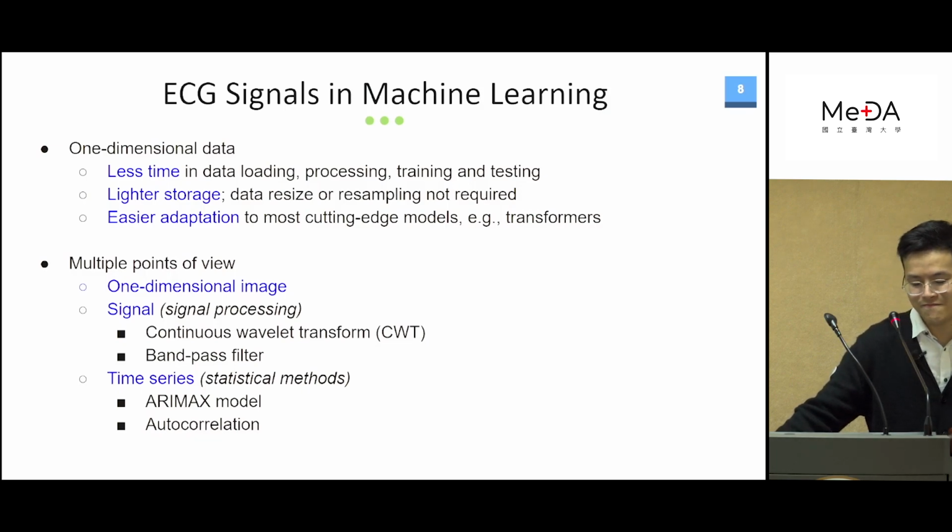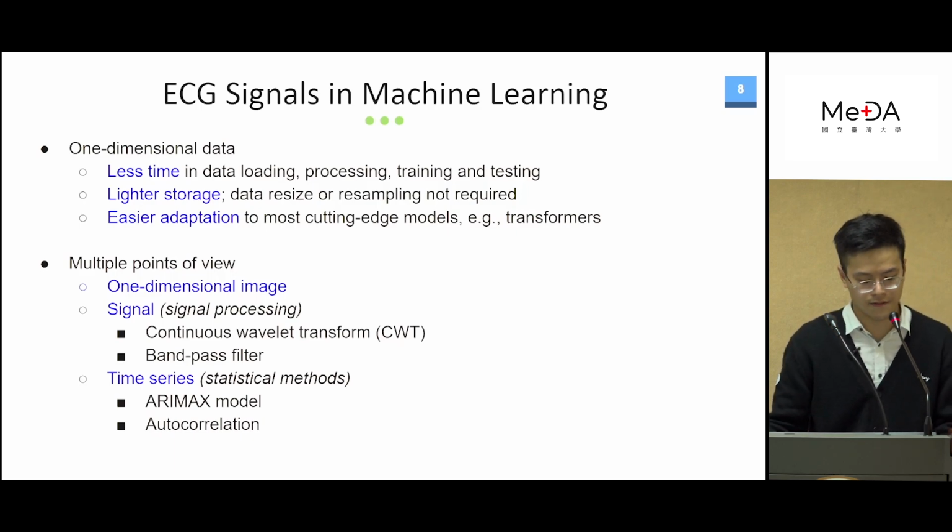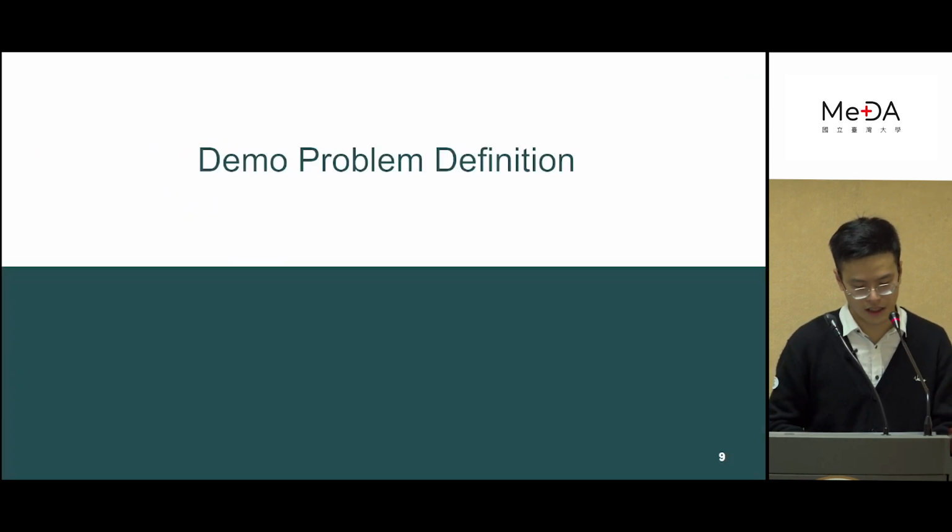And also you can view the signal as a time series, which means that you can apply some statistical things to it, like an AR model, an ARMA model, moving average model, or calculate the autocorrelation, to try to use the periodicity of the ECG signals to your advantage. So yeah, that's pretty much the intro to ECG, and we're going to head into the demo here.